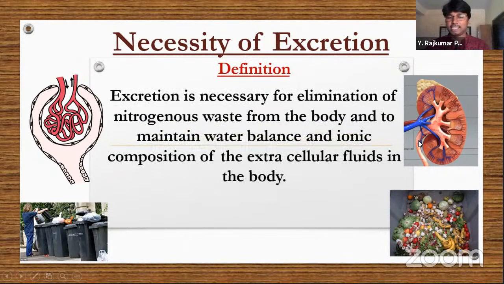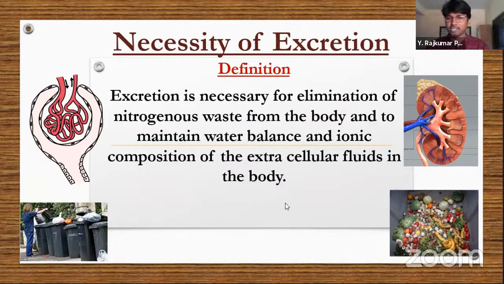Definition, let's see. The excretion is necessary for elimination of nitrogenous waste from the body and to maintain water balance and ionic composition of the extracellular fluids in the body. Let's see on the slide, on the left side, you can see the dustbins, isn't it? And on the right side, you can see the household waste which is produced in our homes every day. However we produce waste every day in our homes, in the same way, our body also produces some kind of waste in the body. This waste is called the metabolic waste.